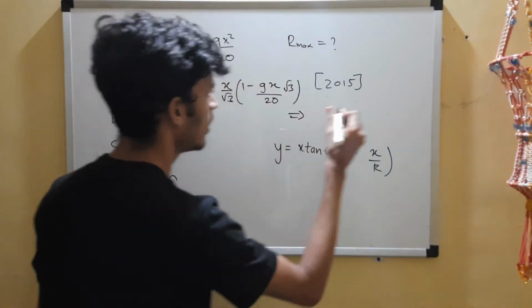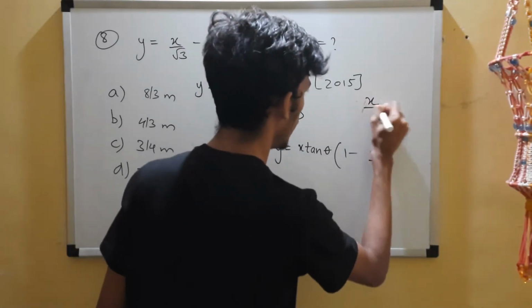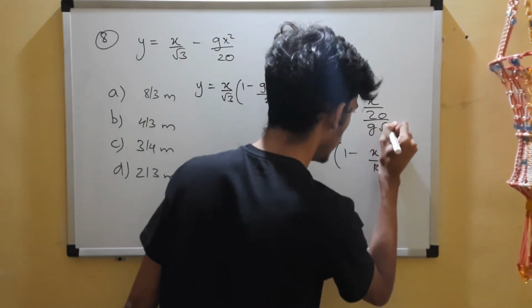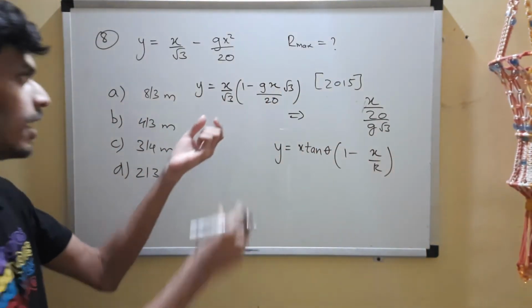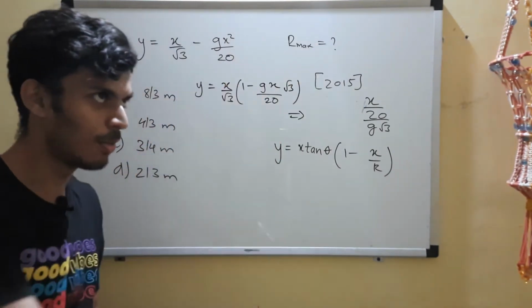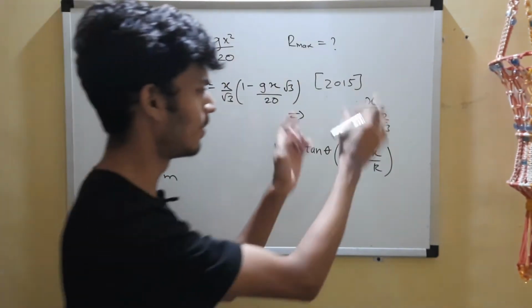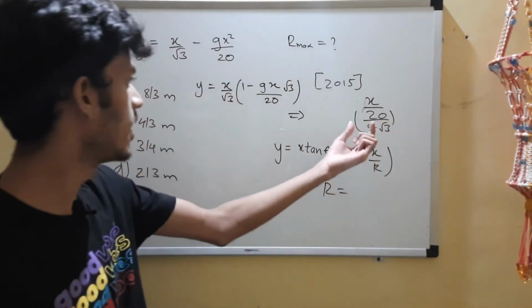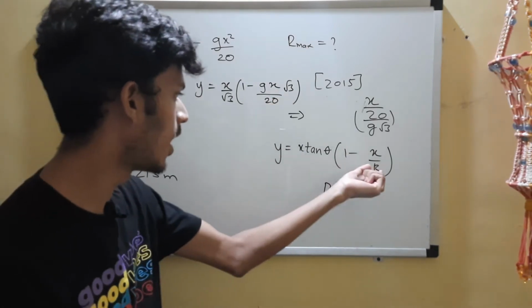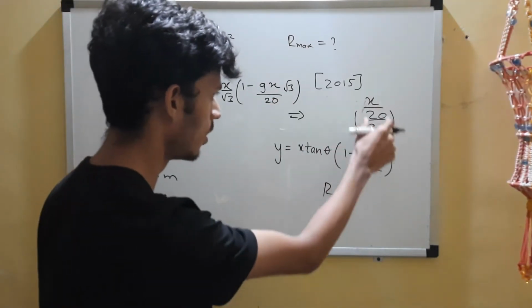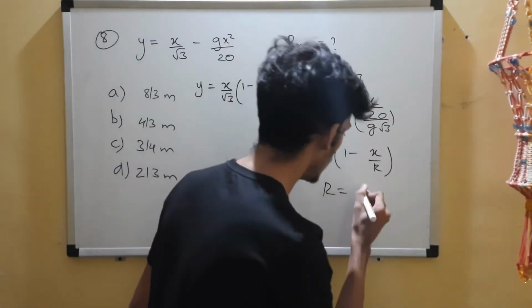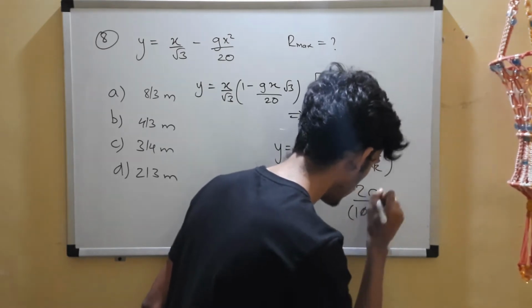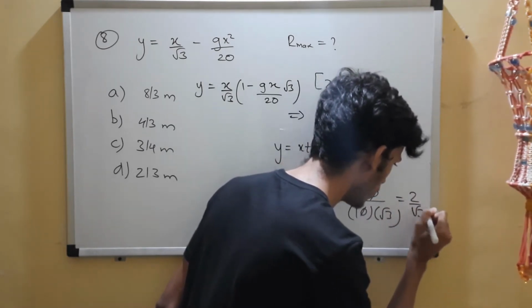So here you can see that I have to just convert it to the form x by r, right? So I'll take that g and root 3 in the denominator, okay? So what I did, I took that g and root 3 in the denominator of the denominator, okay? So it basically means the same thing, okay? So you can compare that. So r is nothing but, here we get r, right? So r is nothing but this value, whatever is in the denominator of x. So that is 20 by g, g I'll put as 10, okay? And root 3, this and this get cancelled, and you get 2 by root 3 meters.